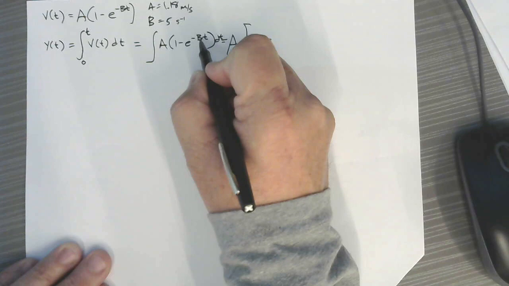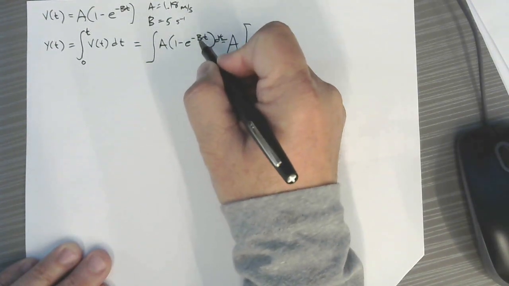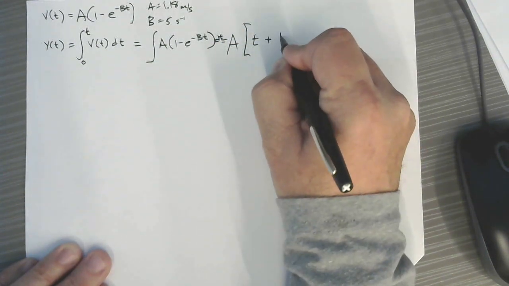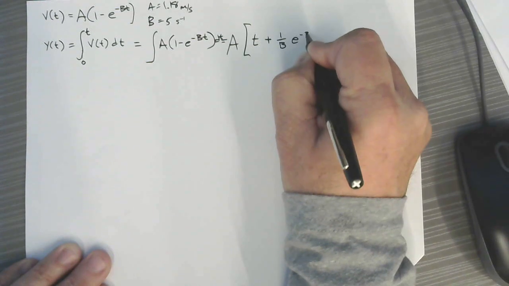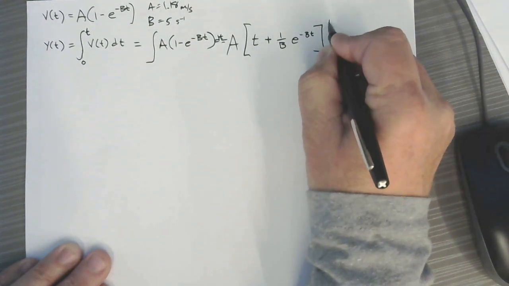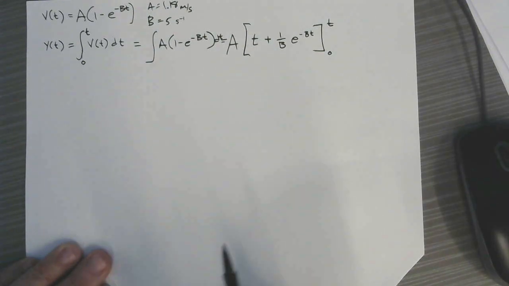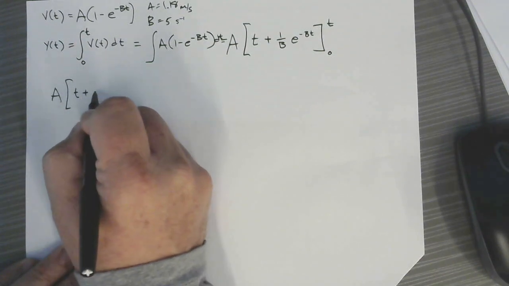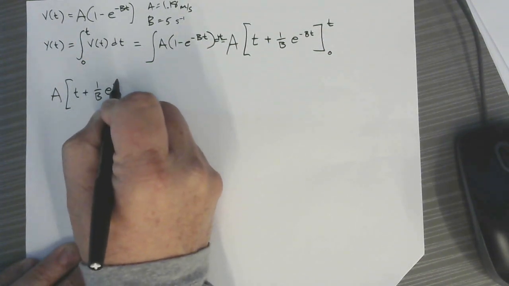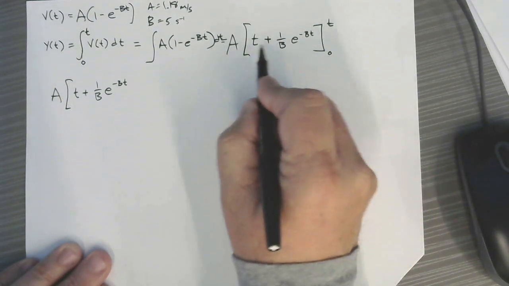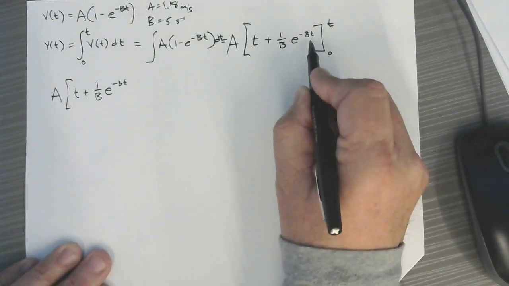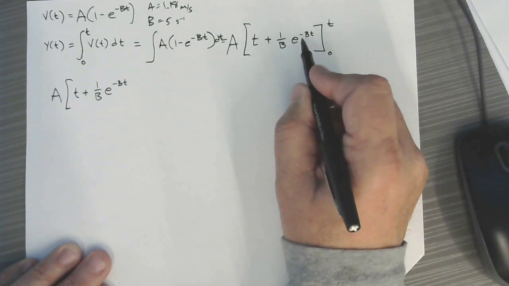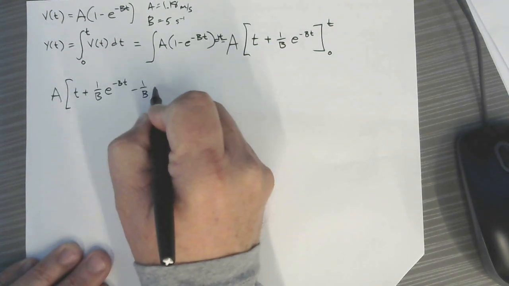And when you integrate e to the minus bt, the minus b comes down on the bottom of a fraction, and the minus sign cancels that, makes this a positive. So then we have 1 over b e to the minus bt, and that has to be evaluated at our two endpoints, t and 0. Putting t in for t gives you t plus 1 over b e to the minus bt. And putting 0 in for t destroys this term, but this term, putting a 0 in here, turns this into a 1. So we have a minus 1 over b.